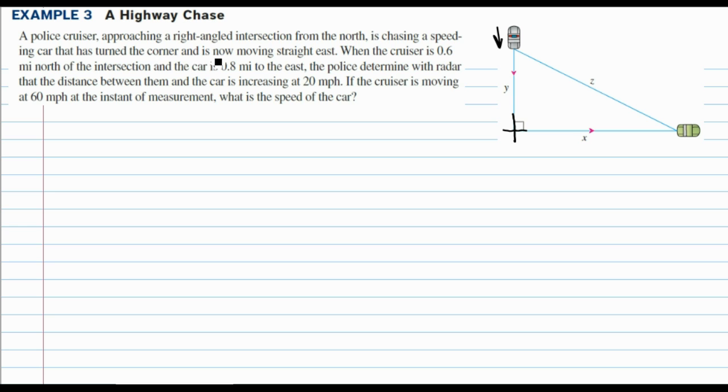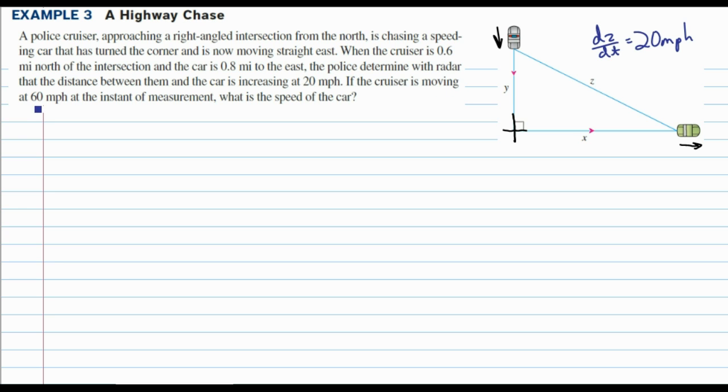He has turned the corner and is chasing a speeding car that has turned the corner and is now moving straight east. The police determine with radar that the distance between them and the car is increasing at 20 miles an hour. So that means dz/dt, the change in what the problem is already calling z, so I don't have to define that, is 20 miles an hour.